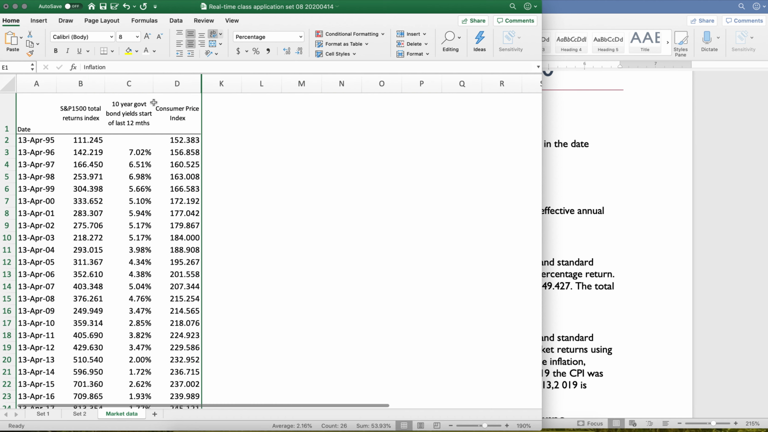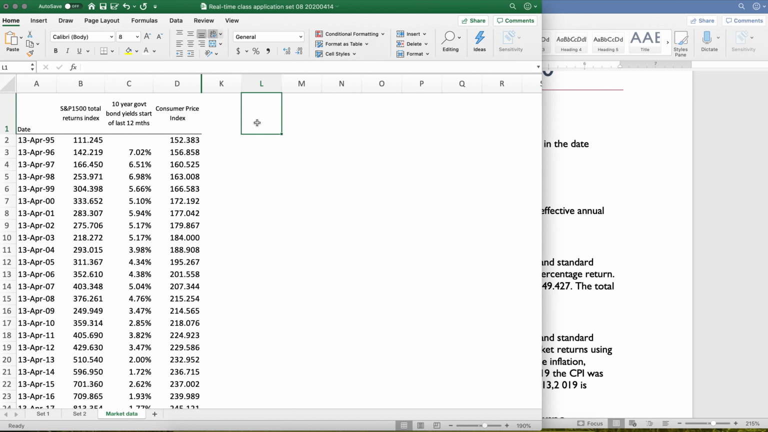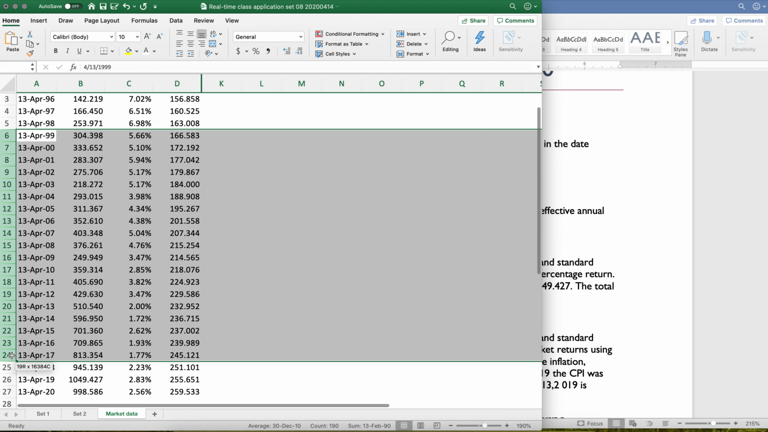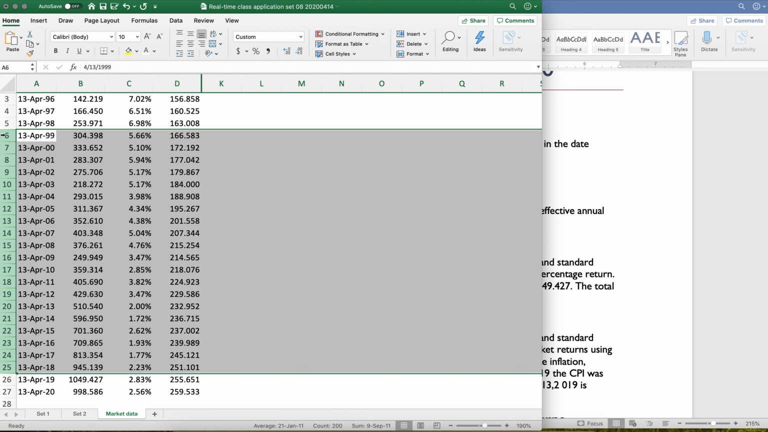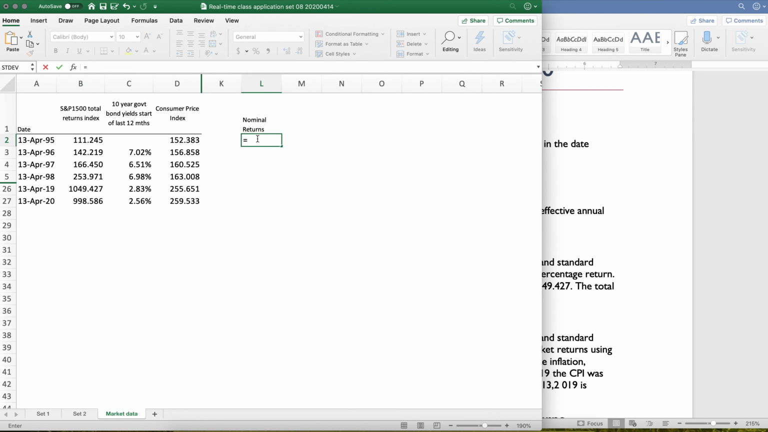This is the solution. This is the S&P return index, and to compute the nominal returns, an easy way to do this is to hide some of these rows. So if you select the number here and click and drag down, then you can right click and hide it, and that just makes it easier to deal with.